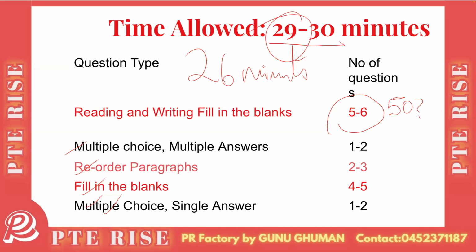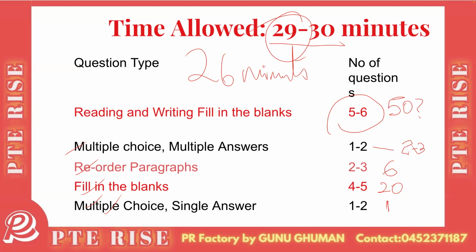Before you decide that, have a look at this. These multiple choice, multiple answer questions only give you 2 to 3 marks. These reorder paragraphs only give you 6 marks. These reading fill in the blanks give you 20 marks. These multiple choice questions give you 1 mark. Now you make a decision on which particular module you think you need to spend more time on.